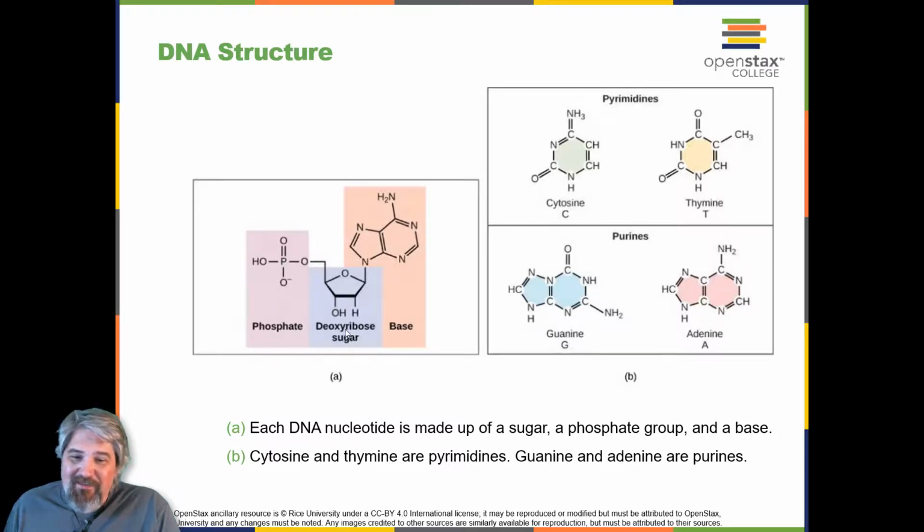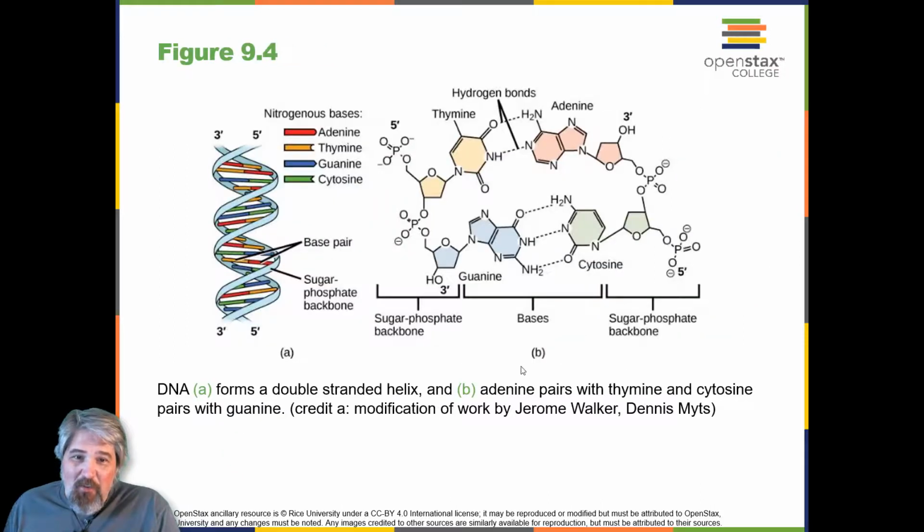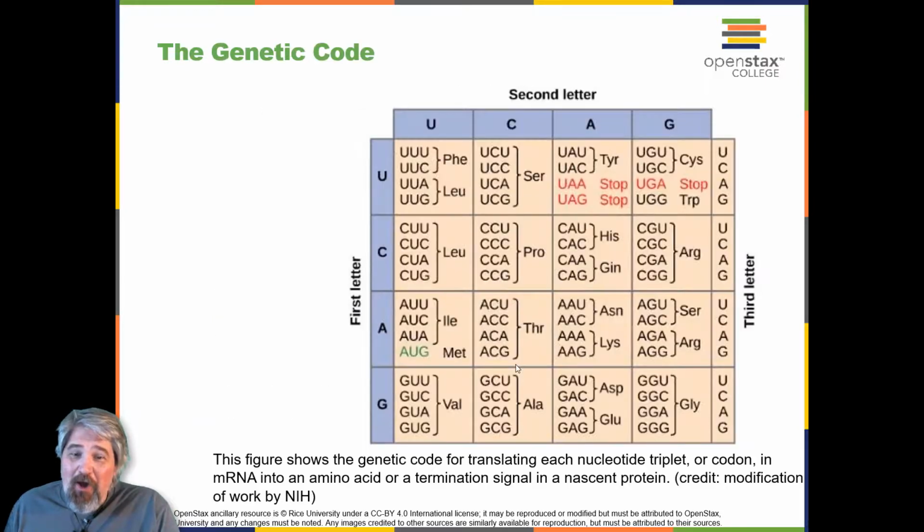Remember, we had the phosphate, the sugar, and the base. We had our cytosine, thymine, guanine, adenine. Remember, the T goes with the A, the C goes with the G. And it forms hydrogen bonds between them, base pairing. And that code gets turned into RNA, that's transcription. This is translation. First letter, second letter, and then the third letter.